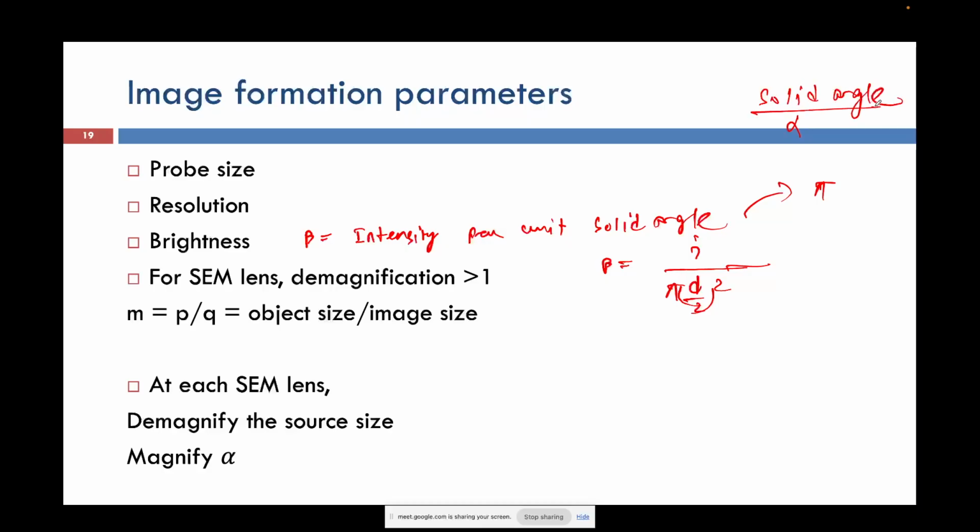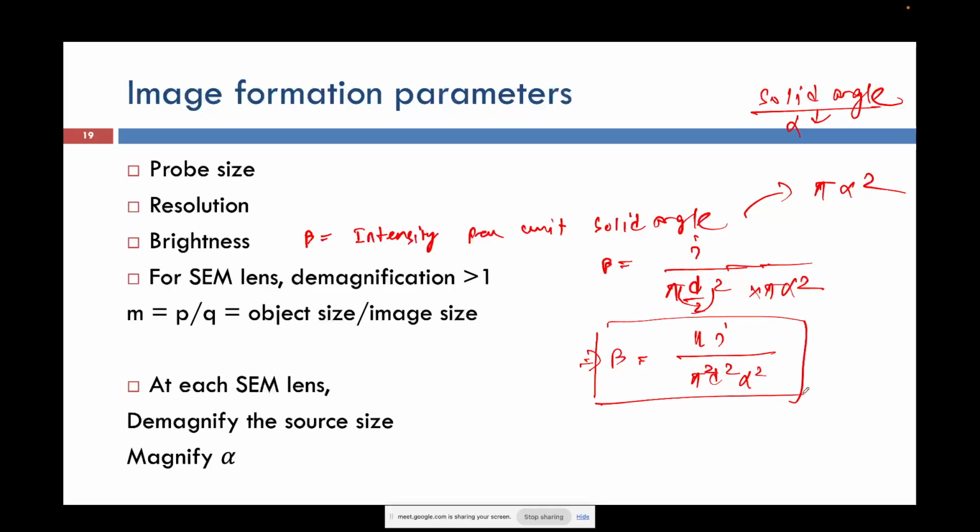So the solid angle, if it is alpha, then the unit solid angle will be given as pi alpha square. So that is pi alpha square. So this gives us 4I pi d square alpha square. So now you see, based on the probes, there are three different parameters. One is brightness, another one is resolution. Brightness is defined by beta, resolution is given by d, and then another thing is probe size. Probe size is given by I.